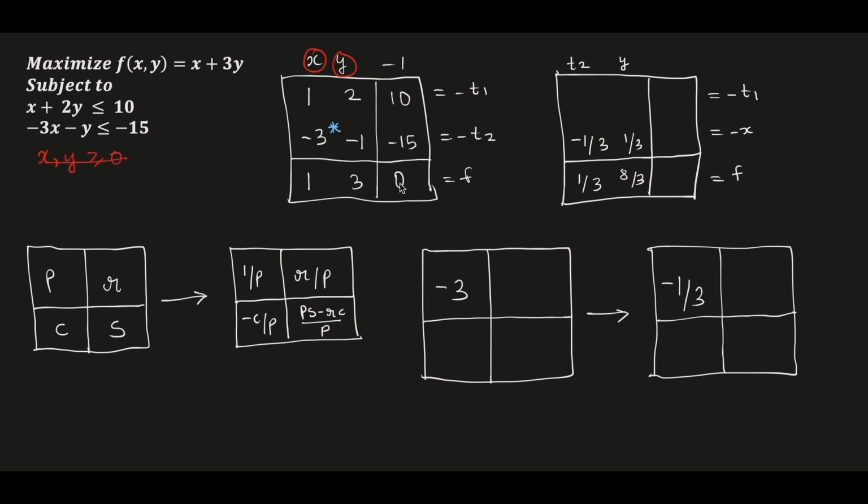Now for these two values, the pivot will remain the same. R will become -15, C will be 1, and S will be 0. So we can fill the table now.